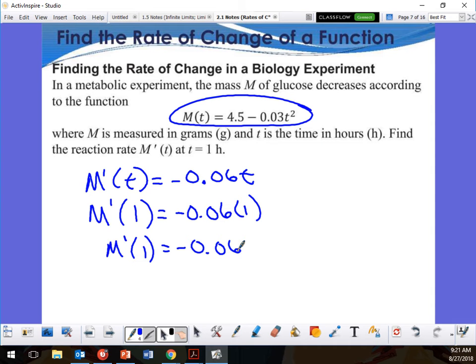All right. So we would just say it's decreasing at this number. Make sense? Yes. Okay, good.